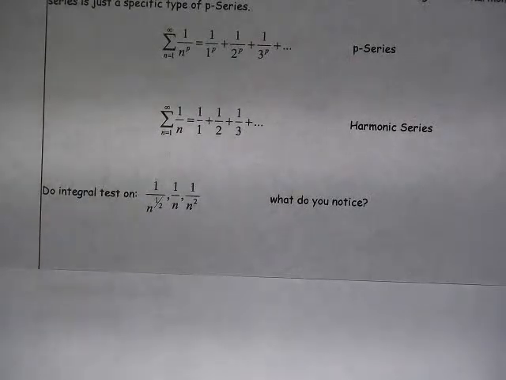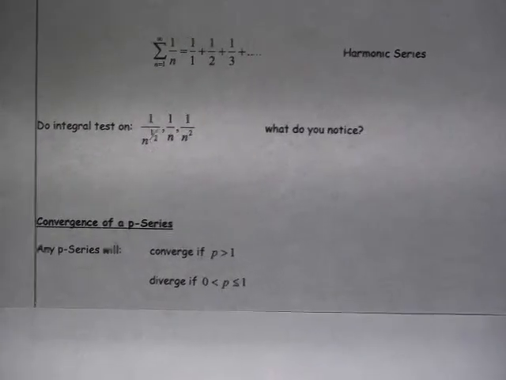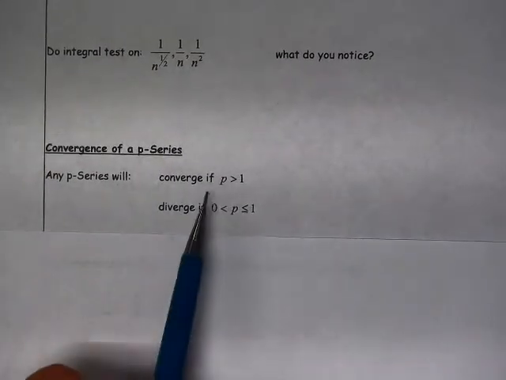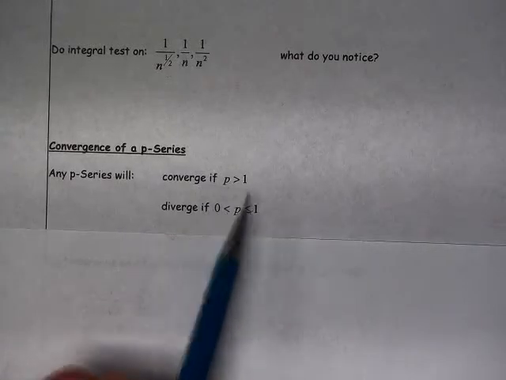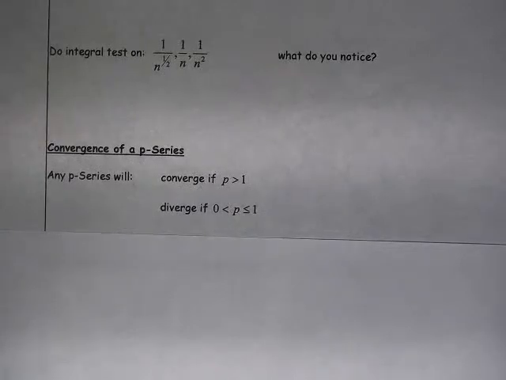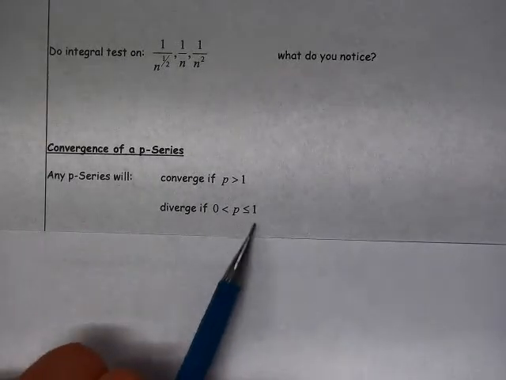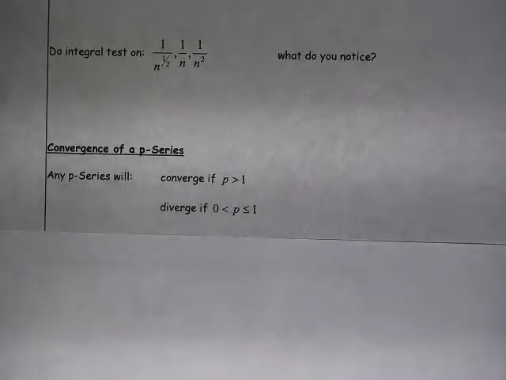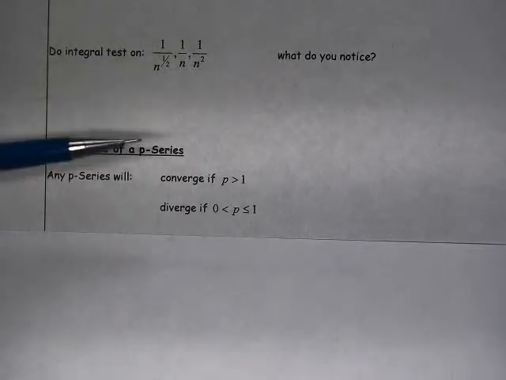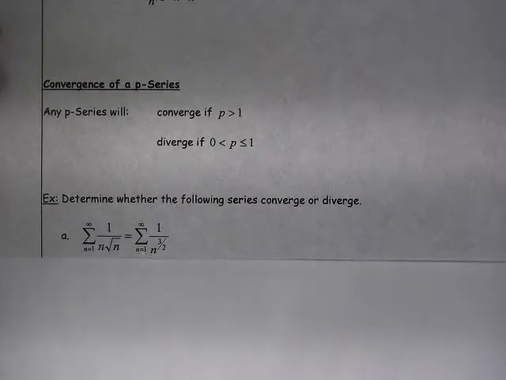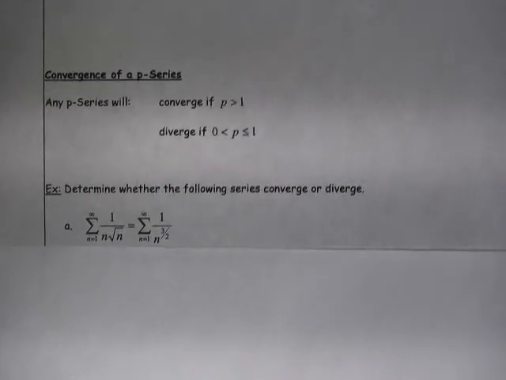We can, and it works, but because it's such a simple pattern, when we talk about p-series, we just have a very simple rule: a p-series will converge if p is greater than 1, and it will diverge if p is between 0 and 1, or equal to 1. So if 0 is less than p is less than or equal to 1. So in order to get convergence of a p-series, we need p to be greater than 1. So once we know it's a p-series, these are pretty easy ones.